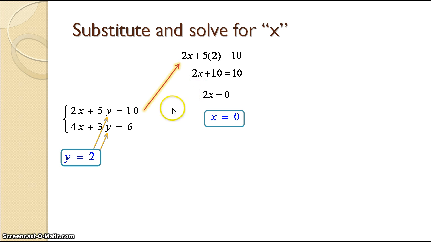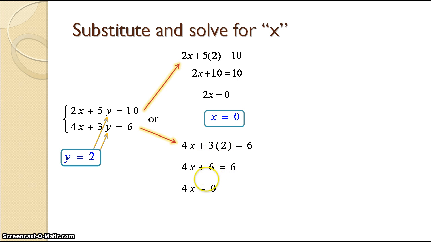Okay, I'll show you that you will arrive at the same result by substituting into the bottom equation. So if you put 2 in for y here, you're going to get 4x plus 3 times 2 equals 6, which is 4x plus 6 equal to 6. Subtract 6 from both sides, we get 4x equal to 0, and again x equals 0. So either way, you get 0 for both values for x.